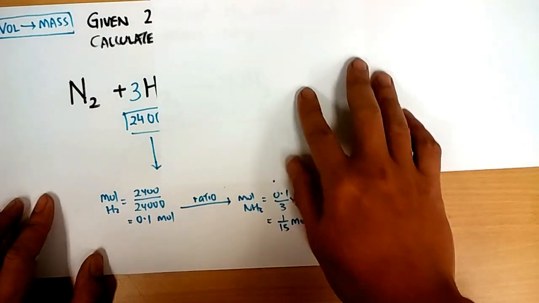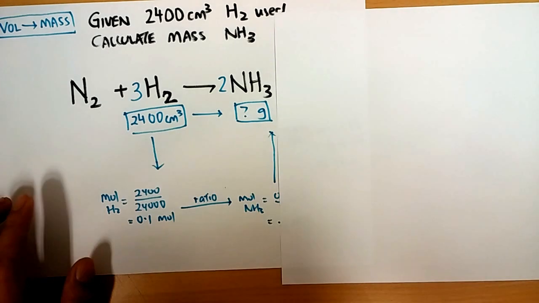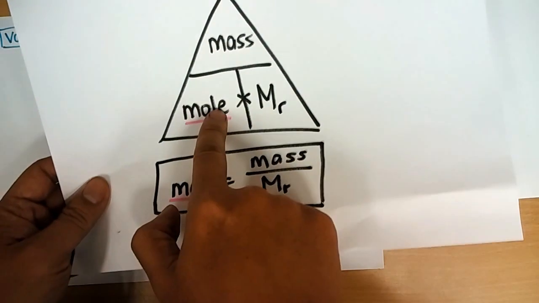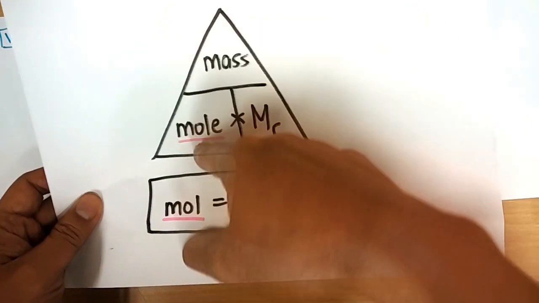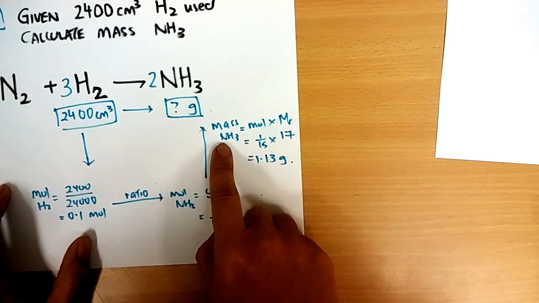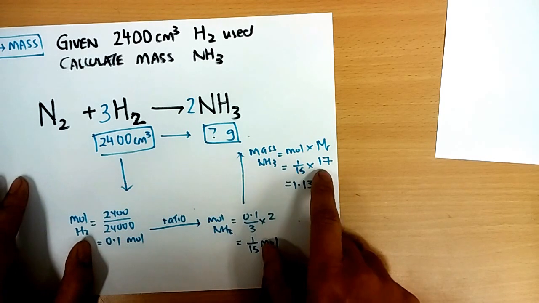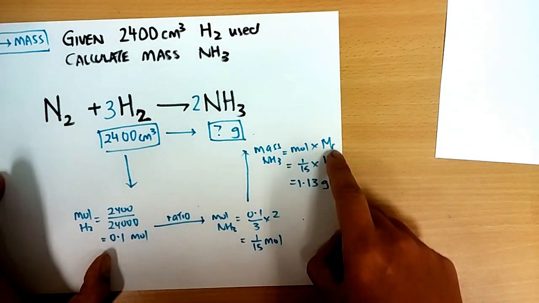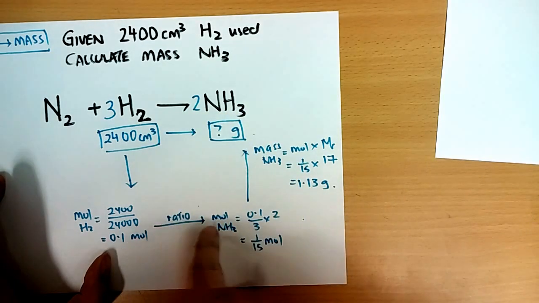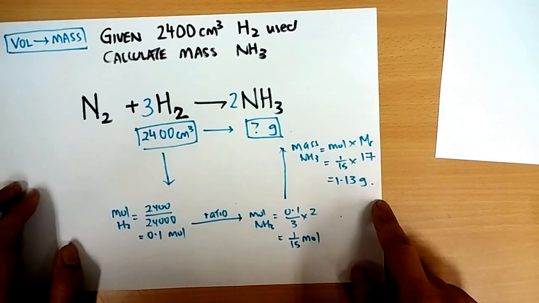Now you have this. What do you want to find? You're supposed to find the mass. So if I have the mole, I want to find the mass. Take the mole times the molecular mass. So the mass of NH3 will be 1 over 15 times 17 molecular mass. 1 nitrogen, 3 hydrogen. Do not times 2 because the 2 has been taken care of here. And this will be 1.13 gram.